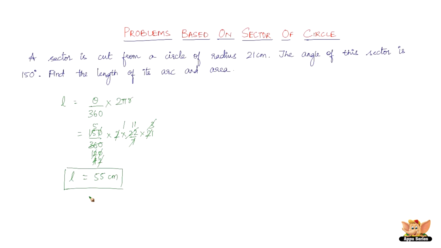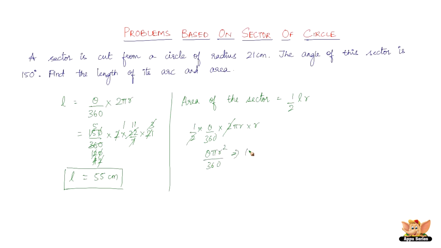That's all. And we have to find the area of the sector. So the area of the sector is given by half times LR. L is nothing but the arc length, right? So half times L is theta by 360 times 2 pi r times r, right? So that is nothing but 2 and 2 gets cancelled. So we've got theta pi r square by 360.